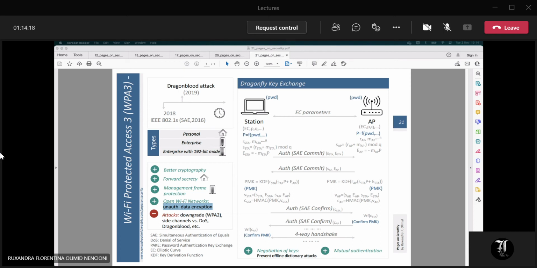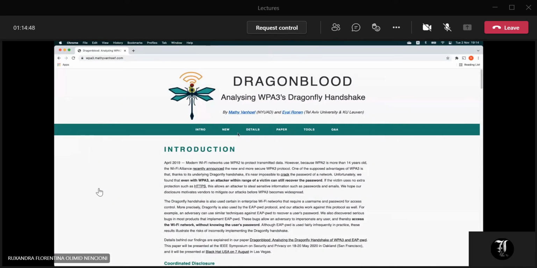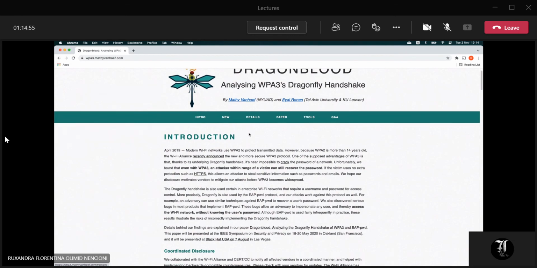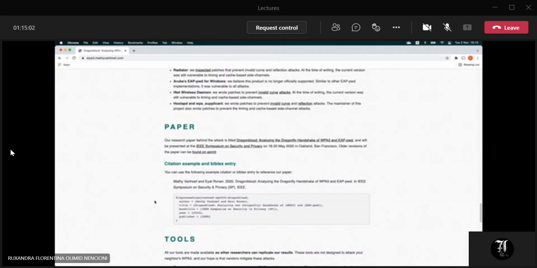One, of course, is the Dragon Blood. If you want to read more about the Dragon Blood attack and why WPA3 is not secure in general. Okay, and it's the same: one of the authors is the same as the one who did the crack for WPA2. And again, here you'll see the site is the same, and you will also see all the details, the paper and so on. So it's basically what, or very similar to what, we already had for WPA2.